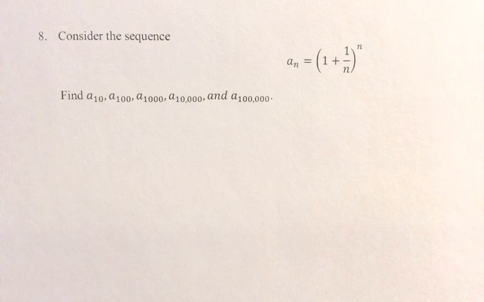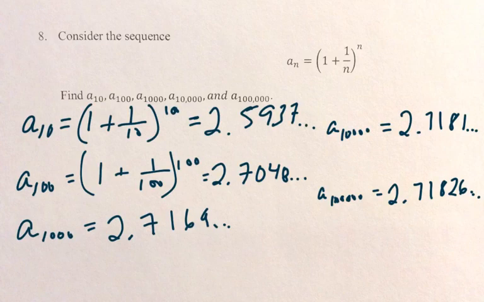And lastly, we're going to consider this sequence a sub n equals 1 plus 1 over n, to the nth power, and they want us to find a sub 10, a sub 100, a sub 1000, a sub 10,000, and a sub 100,000. When you complete the computations on each one of these, and so I did it shorthand, I kind of used video magic to write them all out, so you didn't have to see me compute each one of them. I just used my calculator to do so.